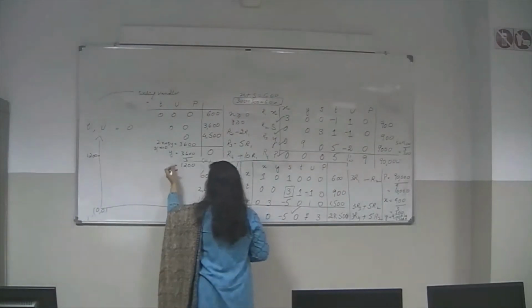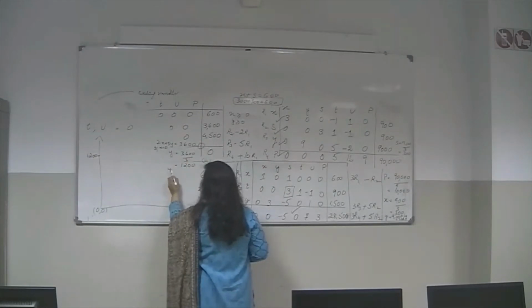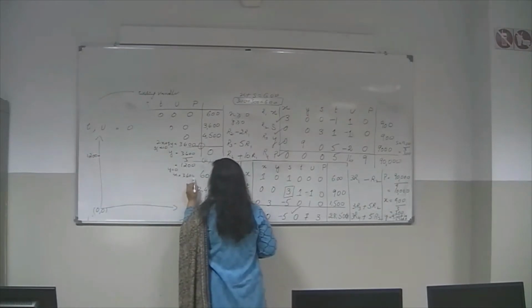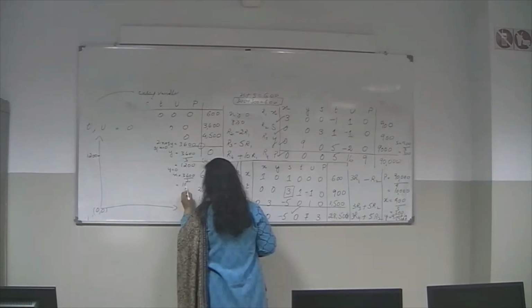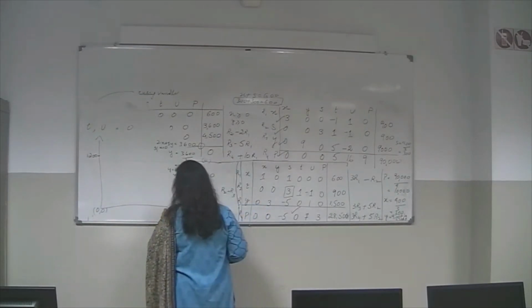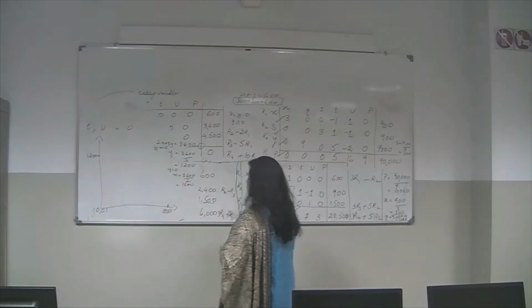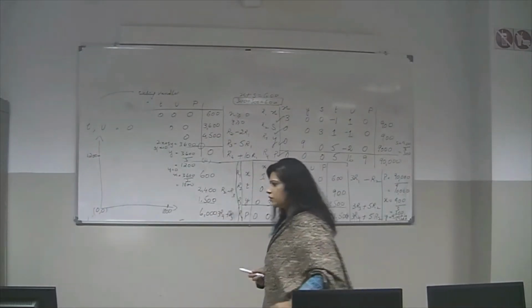Now similarly for constraint 1, we can have the value of x by keeping y as 0. So now x is equal to 3600 by 2. So it's going to be 2 ones are 2, 2 eights, 1800. So we can have 1800 here as x.